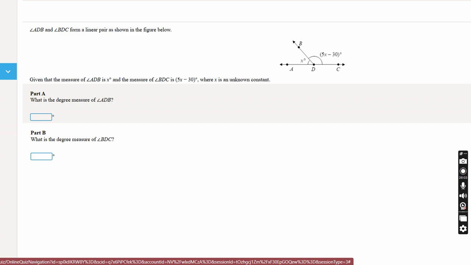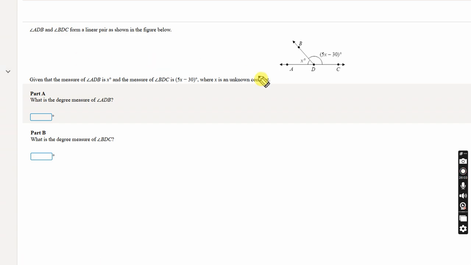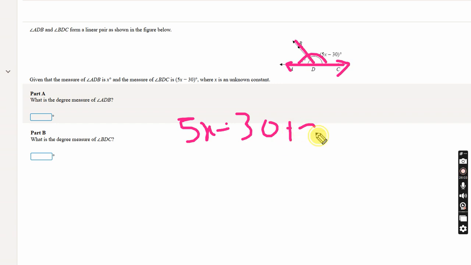Okay, so here what is it? Again, you can see that this is forming a linear pair. Now there is a common side that they're sharing, and the other two rays are completely opposite to each other. So what does that form? That forms a 180. So 5x minus 30 plus x. Now, what is missing in here? What are they asking for? In the first one, ADB, they're asking for x. So we can add all of these together equal to 180.